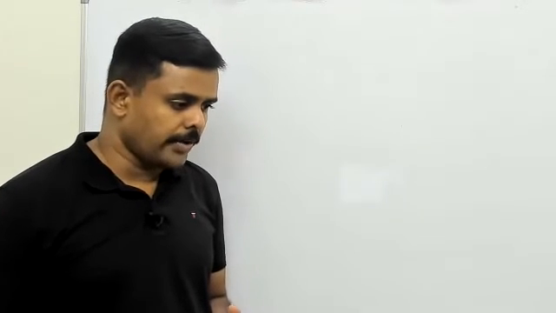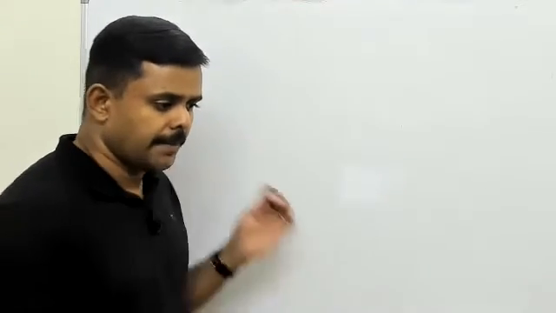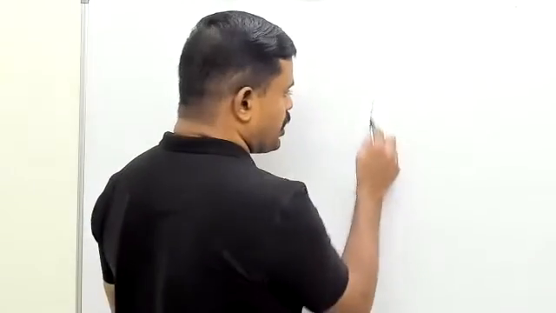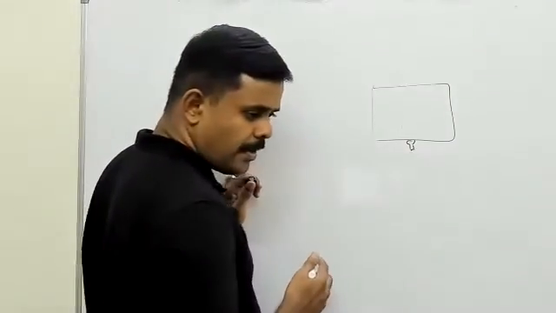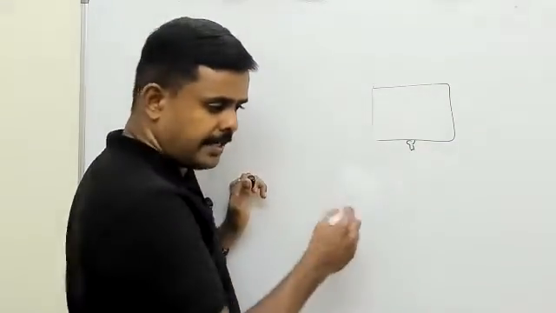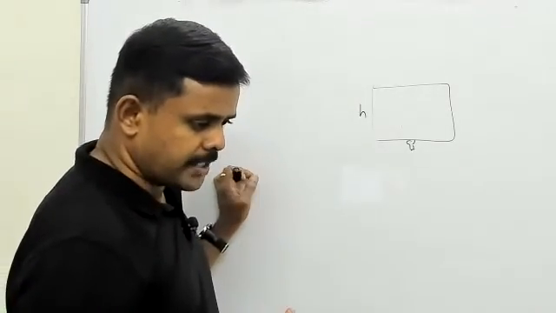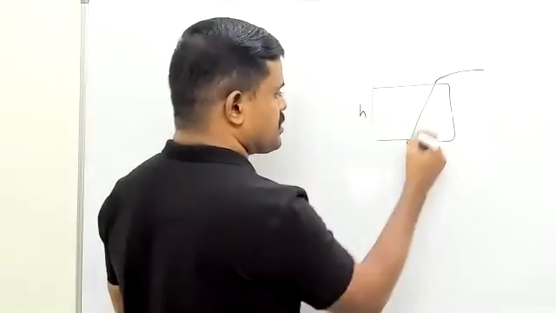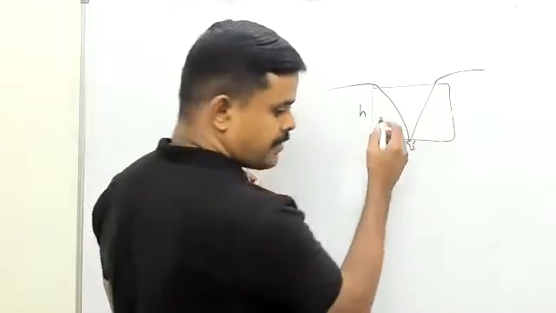A bulb is located at the bottom of a pool of liquid of refractive index n and depth h. Depth is h; in place of d, they have used h here. The object emits rays upwards in all directions, so that a circle of light is formed at the surface of the liquid.